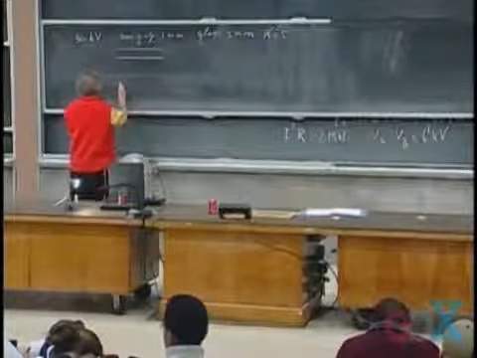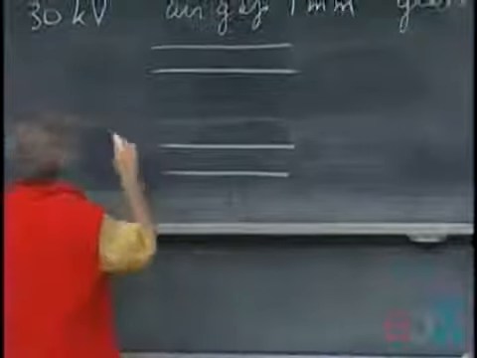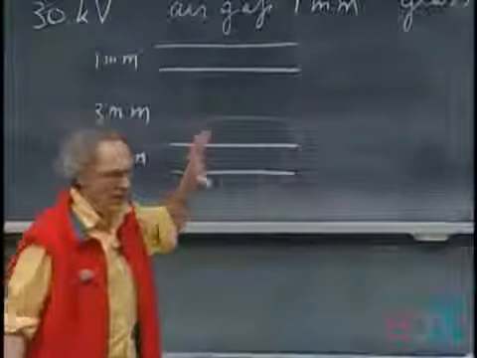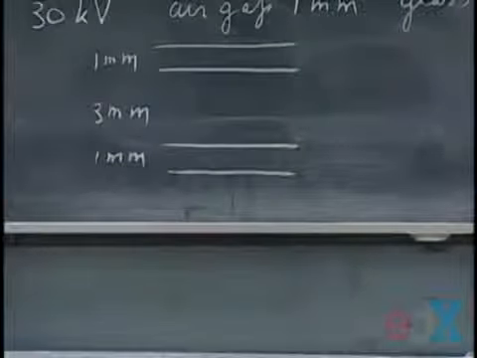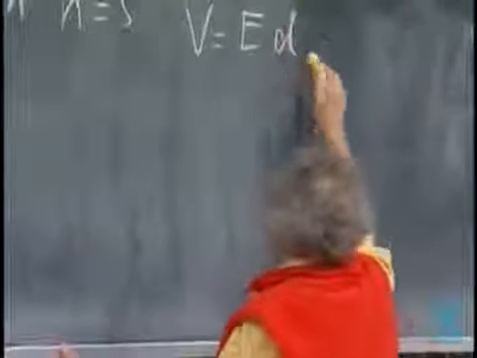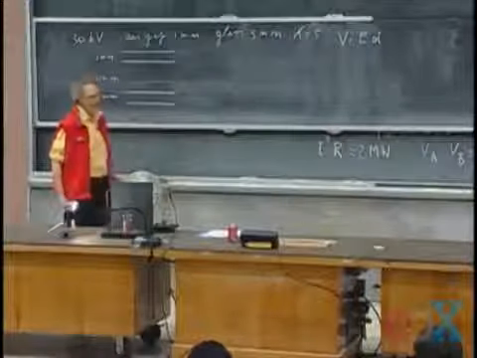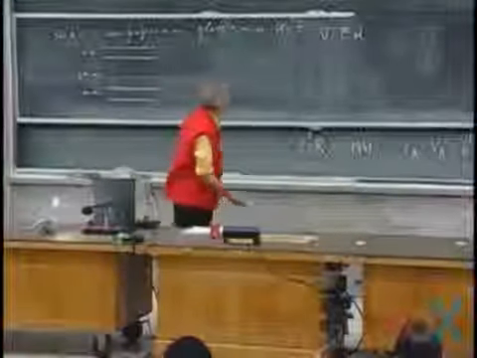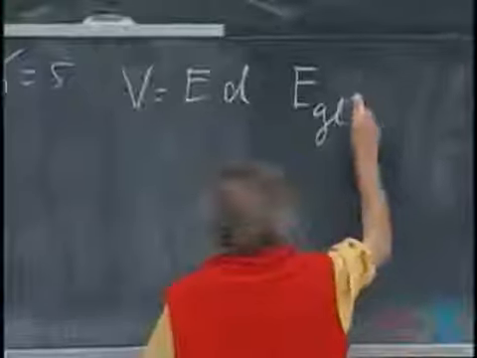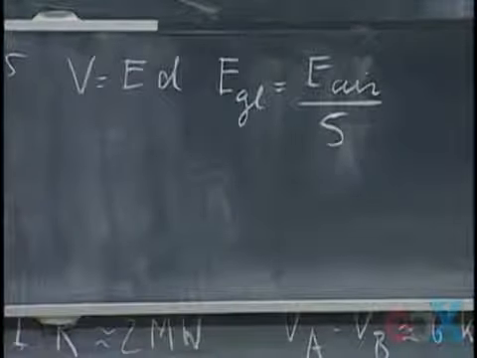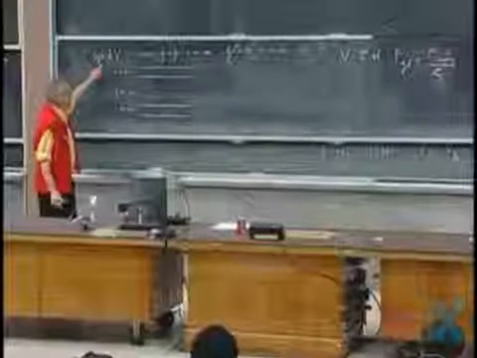So now I have here the conductor on the outside, this is the glass, and this is the conductor on the inside. So this is 1 millimeter thick, this is 3 millimeters thick, and this is 1 millimeter thick. And the potential difference over the whole thing is going to be 30 kilovolts. But I know that the potential difference is always E times D. That holds for this gap, the local E times this D, the local E times this D, and the local E times that D. I also know that E glass is the same as E in the air divided by that kappa, which is 5. And I know that the total potential difference between here and here must be 30,000 volts.